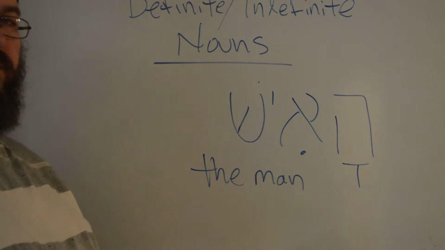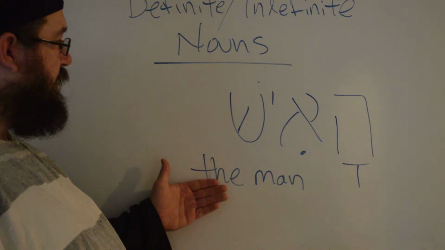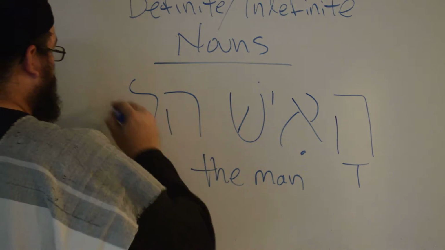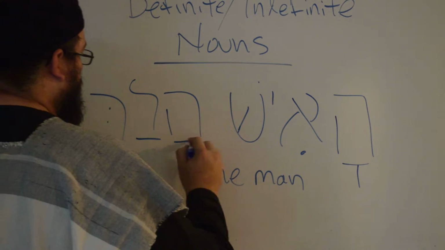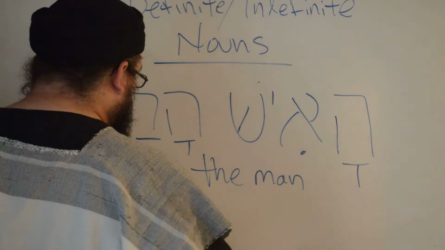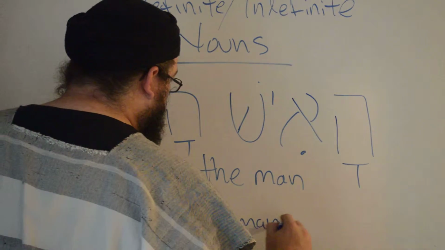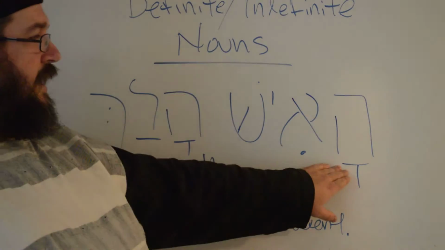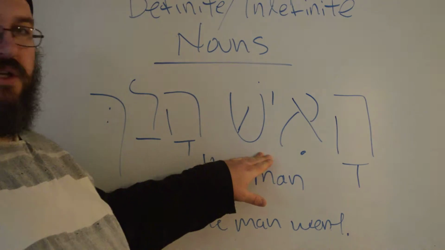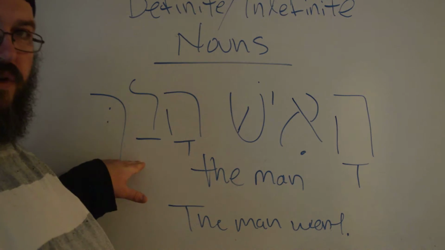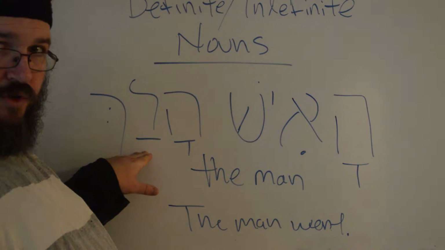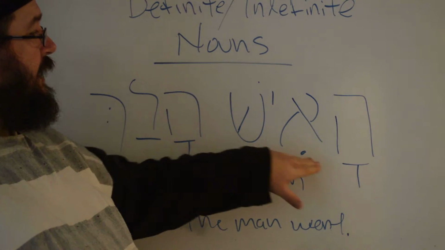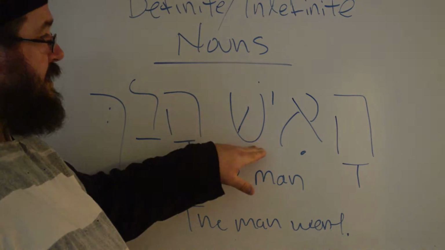Alright? So, if I have a sentence, for example, ha-ish halach, it would be the man went. Period. Ha, the definite article, ish, the noun, halach, my verb. We already know verbs have to agree with the subject, right? So, ha makes my noun definite.